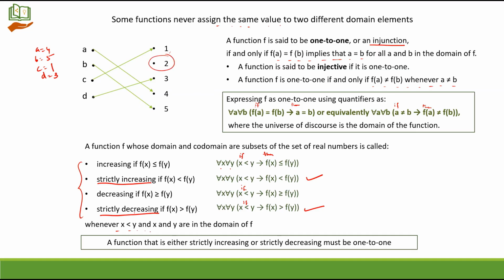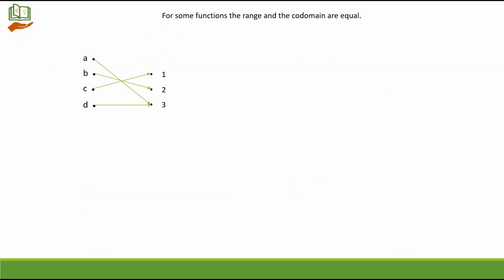Now let's take another example. Here all the elements are assigned to the codomain and you have two domain elements mapping to the same codomain element. For some functions, the range and the codomain are equal. In the previous example, 2 was never assigned to any element. It means the codomain has 1, 2, 3, 4, 5 and the range has 1, 3, 4, 5. The range is a subset of the codomain, but it is not equal. Sometimes we have the possibility of having the range and the codomain be equal.